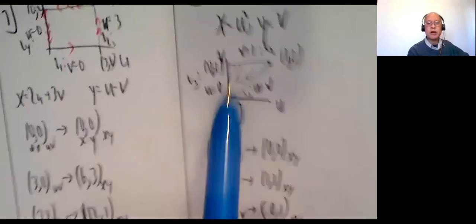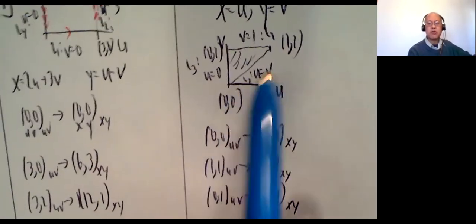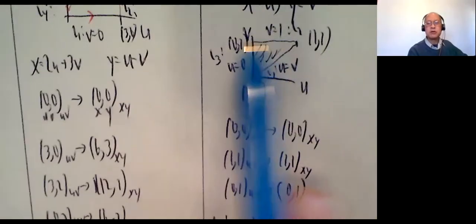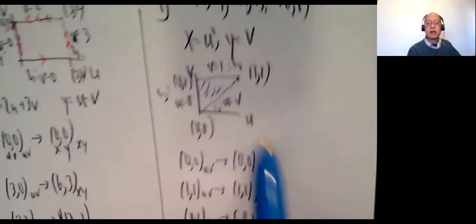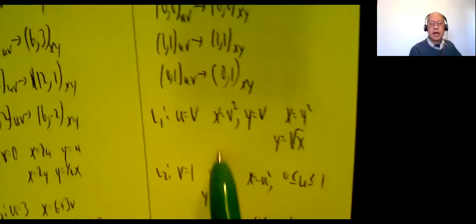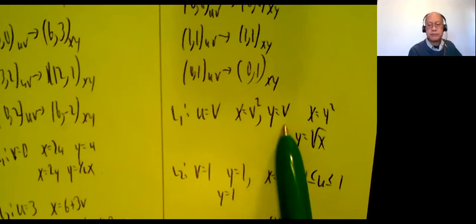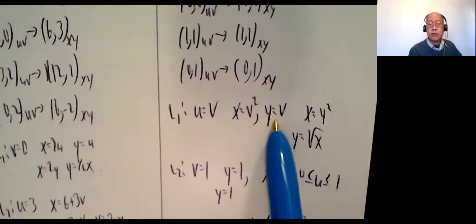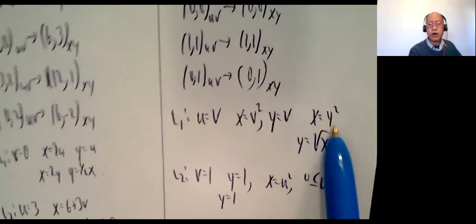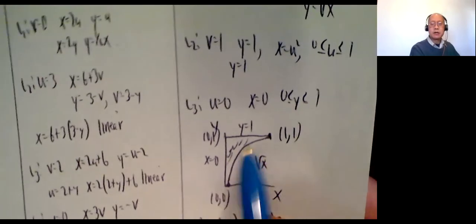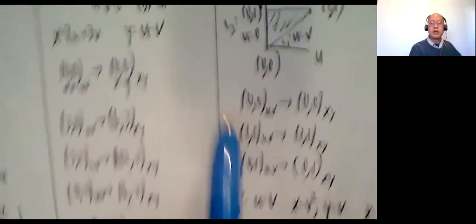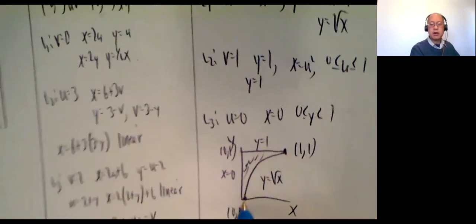Okay, so I broke it up into L1, L2, and L3 just like last time. Okay, so L1, U equals V. L2, V equals 1. L3, U equals 0. All right, so L1, U equals V. Right, so if U equals V, then X equals V squared, right? X equals V squared, Y equals V. Well, if Y and V are equal, I can put a Y there, X equals Y squared, or Y equals radical X. Y equals radical X looks like that. So even though I'm still going from (0,0) to (1,1), the straight line got transformed into the parabola.